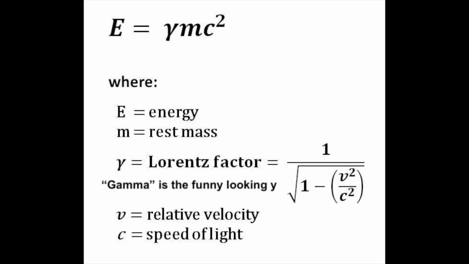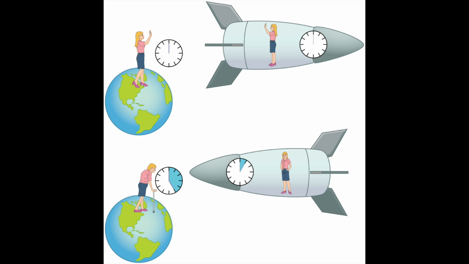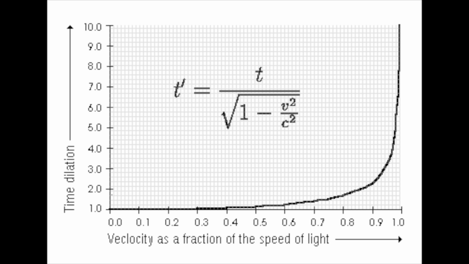The other issue that arises when humans try to become interstellar is time dilation. Einstein's theory of special relativity states that when an object approaches the speed of light, time will dilate, or slow, exponentially as the object's speed gets closer and closer to the speed of light.